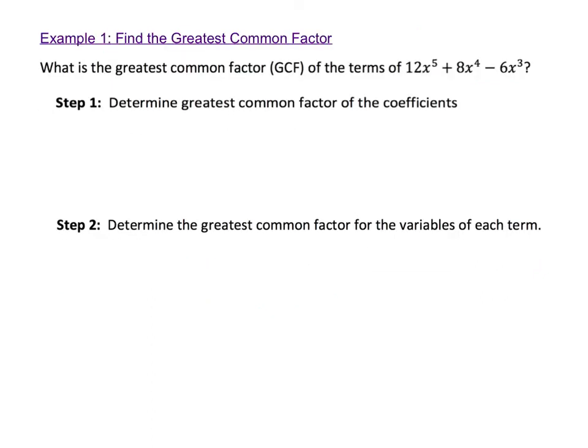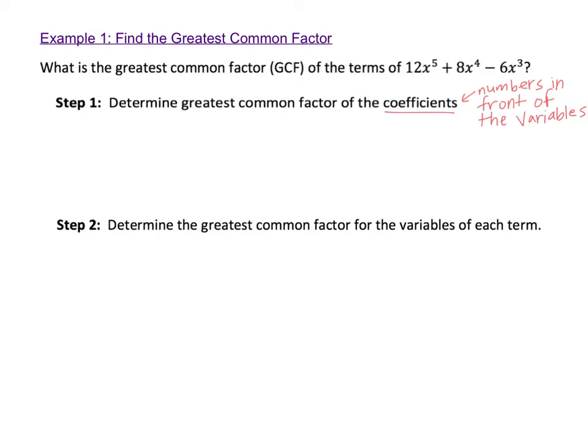So now that we know how to find the greatest common factor of numbers, we can use that same skill to find the greatest common factor of the terms of a polynomial. Here's a polynomial, 12x to the fifth plus 8x to the fourth minus 6x to the third. The first step of finding the greatest common factor is to find the greatest common factor of the coefficients. Remember that coefficients just means the numbers that are in front of the variables. So here we have three coefficients, 12, 8, and 6.